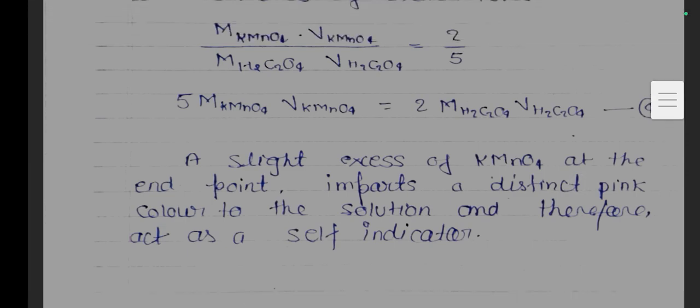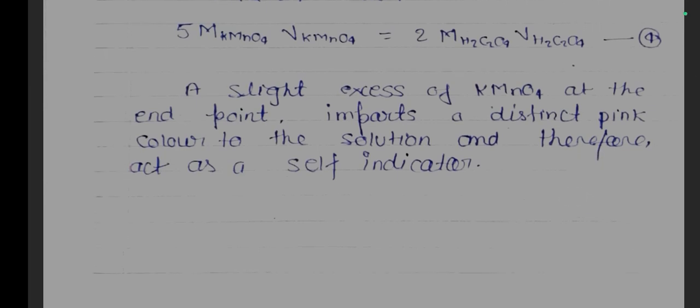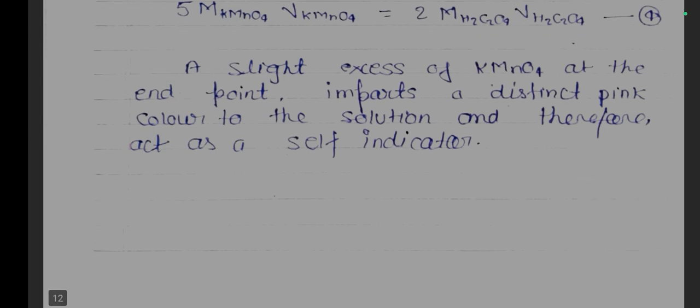KMnO4 is the potassium permanganate. As you see, the KMnO4 is also an oxidizing agent, and it acts as a self indicator. There is no external indicator present here. KMnO4 also acts as a self indicator. A slight excess of KMnO4 at the end point imparts a distinct pink color to the solution and therefore acts as a self indicator.